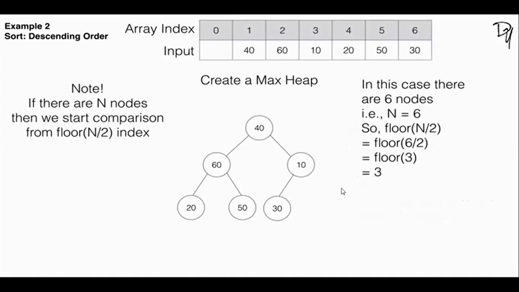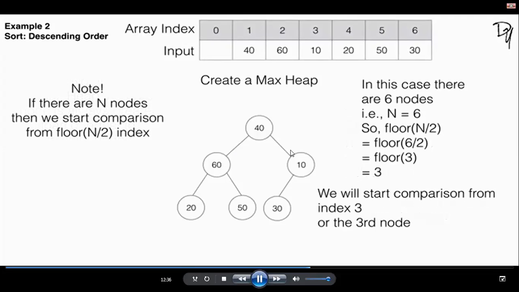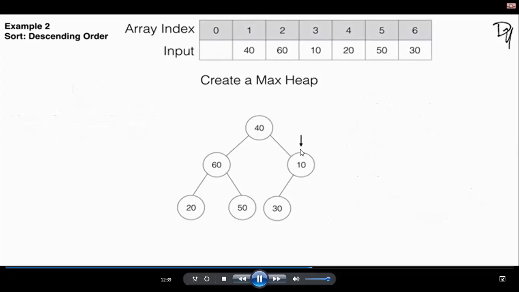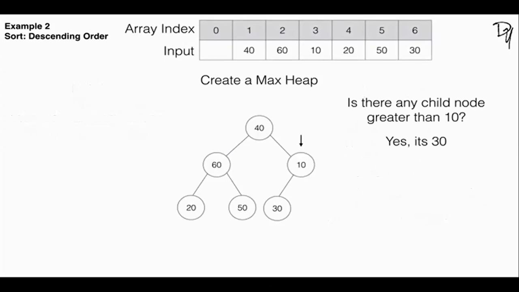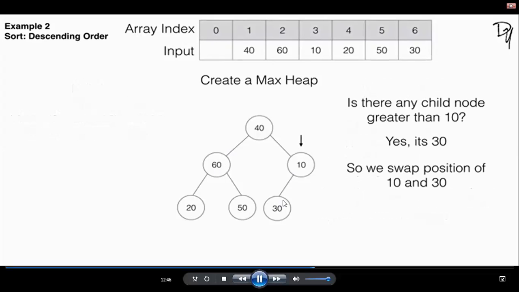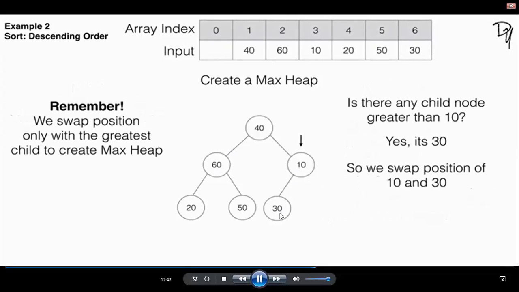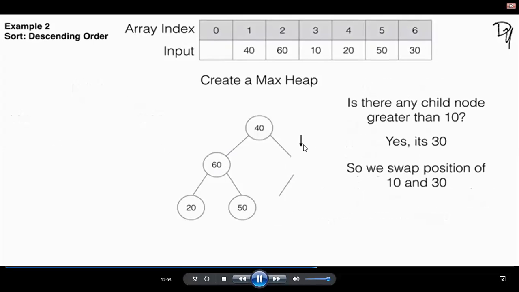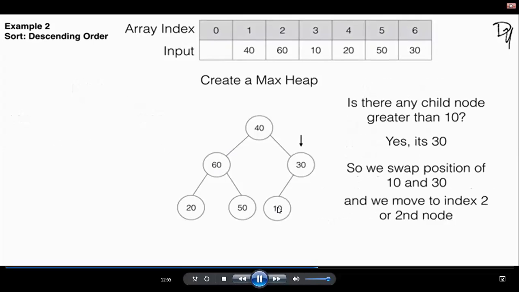So first index, second index, third index, same way. Third index. So what is the property you have to check? Whether any child node is greater than 10. Yes, of course, 30 is greater than 10. So I can swap these two, 30 and 10. Right, that's it. It's done.